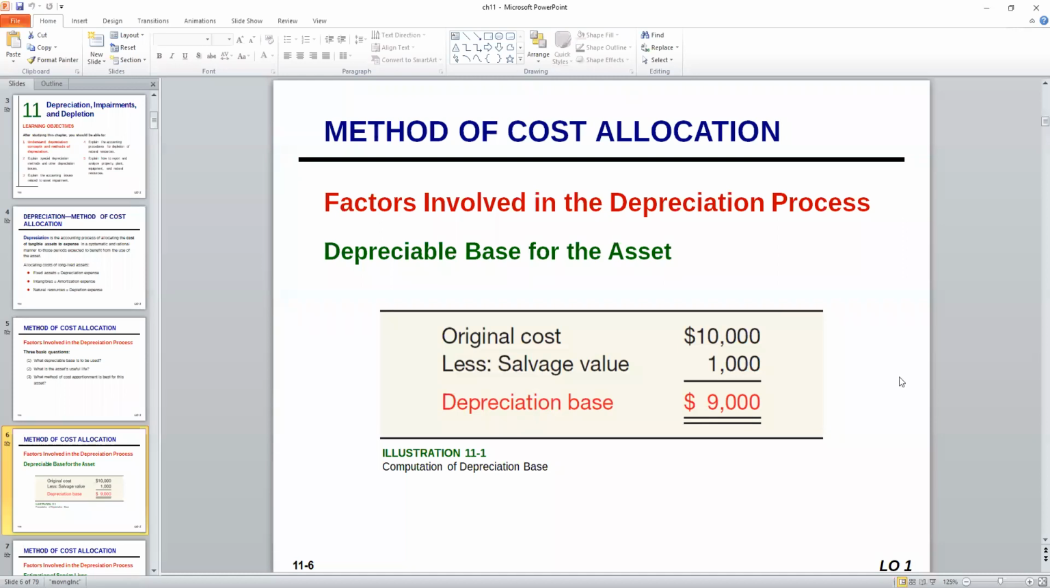So the original cost, and one thing that was really not discussed in Chapter 10, but should be noted, is if we determine the salvage value, we should reduce that. So salvage value is what I expect to get at the end of life of an asset. And in the real world, almost all companies ignore salvage value.